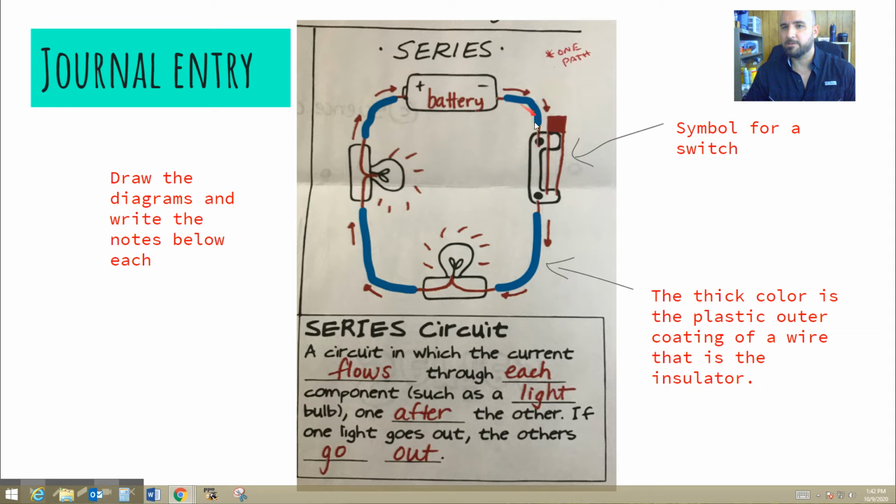Notice the color on the outside of the wires? That's going to represent that plastic coating, that insulator on the outside. I want you to go ahead and draw that, okay? And then right here, this little symbol, this is the symbol for a switch, all right? Just like a switch on the wall, a switch is just something that opens and closes to connect or disconnect a circuit, okay? And so we're going to draw a little switch there because we might see those as well.